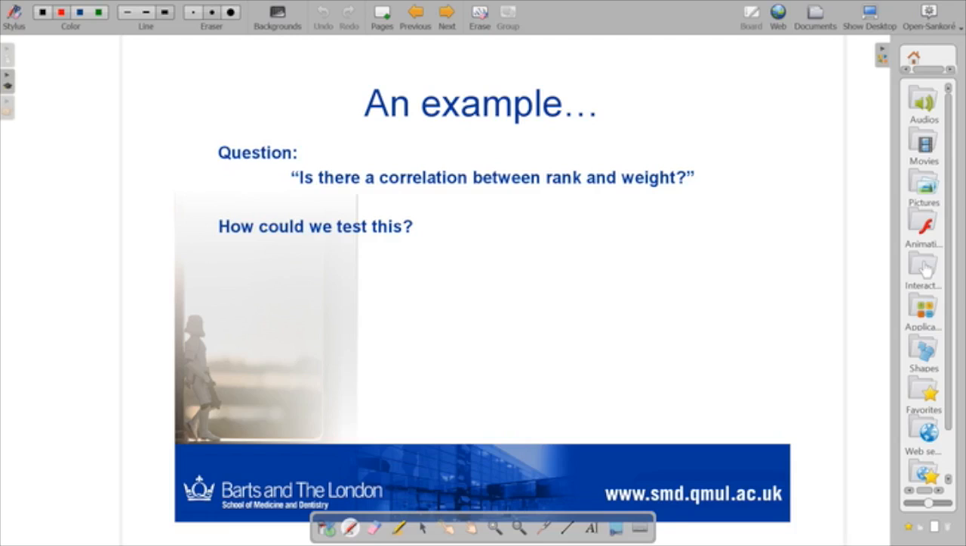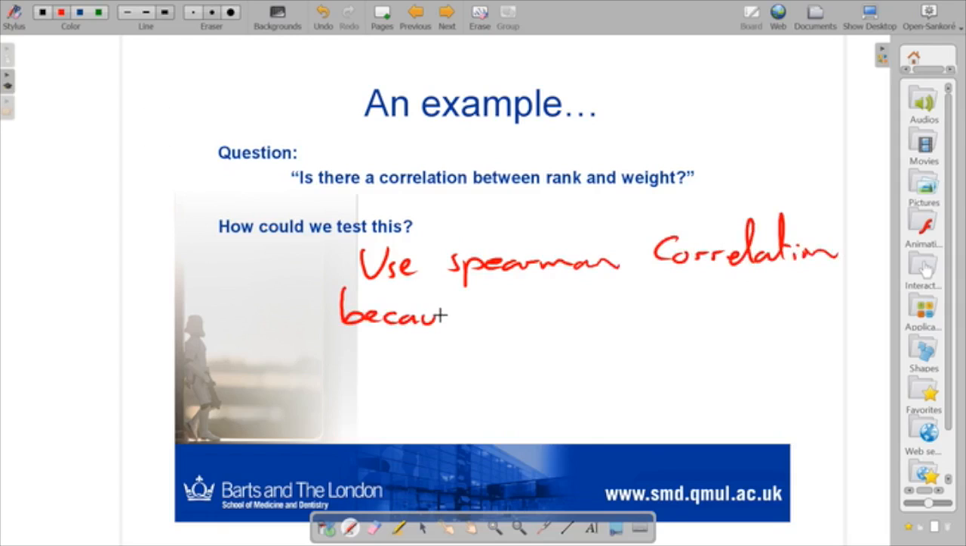You're going to use a Spearman. So why are you going to use a Spearman? Excellent. So we're going to use a Spearman test. So we're going to use Spearman correlation because rank is categorical and ordinal.